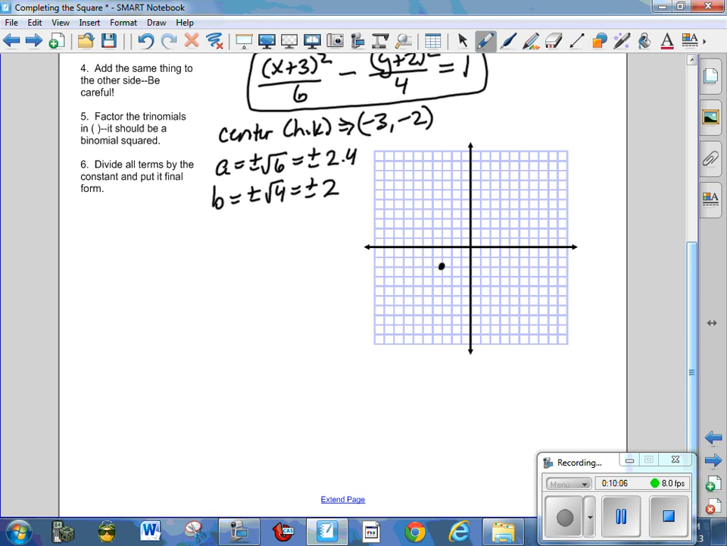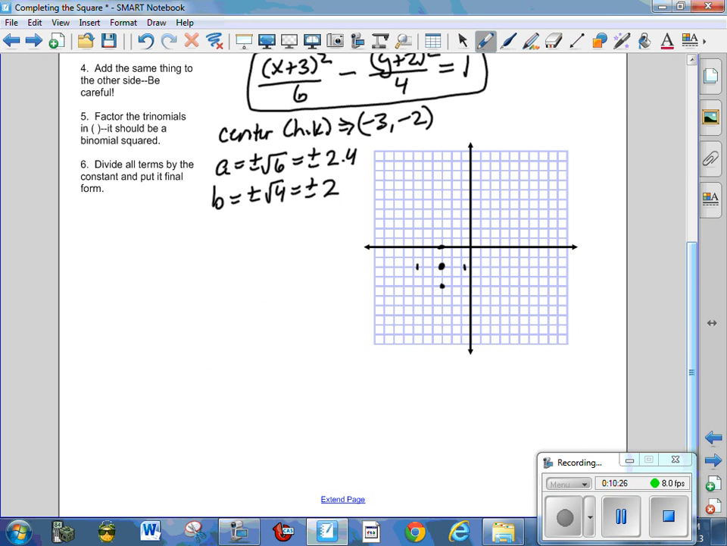From the center, we'll count 2.4 to the right and to the left. So that gives me a little point here, 1, 2, a little point here. Then we're going to count up and down 2. So one's right on the x-axis, I'm sorry, and then down 2. This will create the little box.